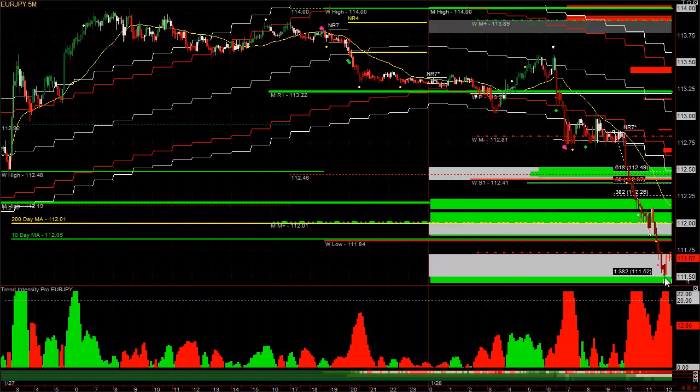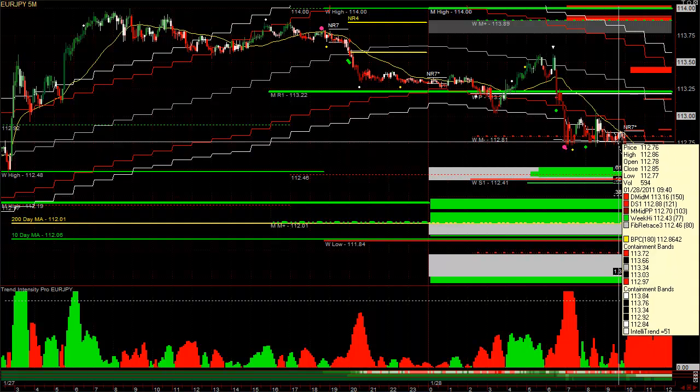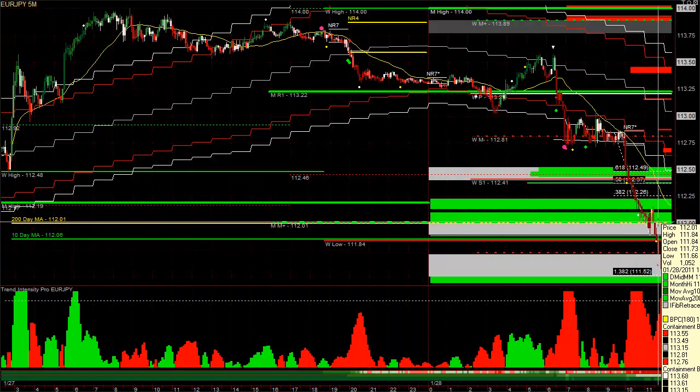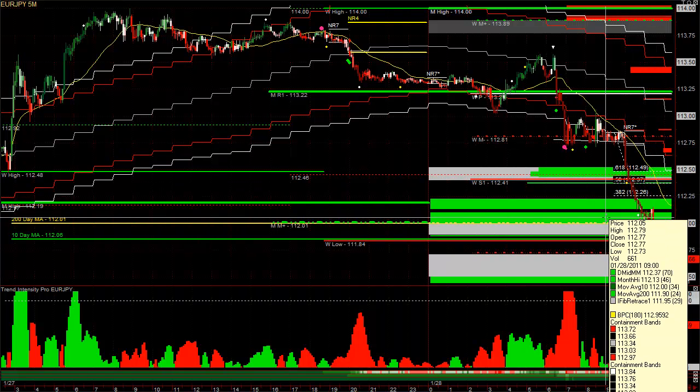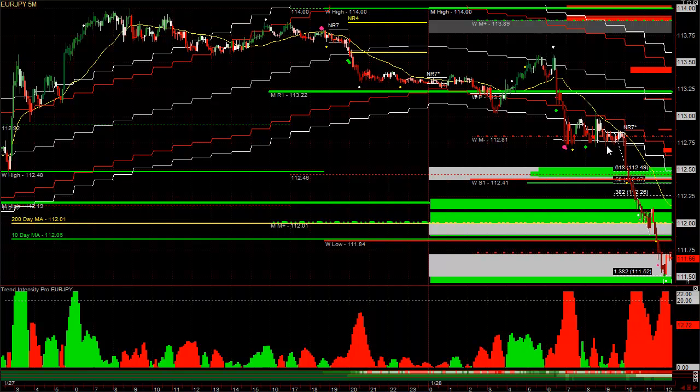Notice it went right to the pip, almost the exact pip, to the 1.382 fib target, and that's where you get out of your second half. So you would have been short this currency here at 75, say, out half at 05. So you made 70 pips on the first half and 130 or so on the second half. Excellent, excellent trade, and the currency meter found it.